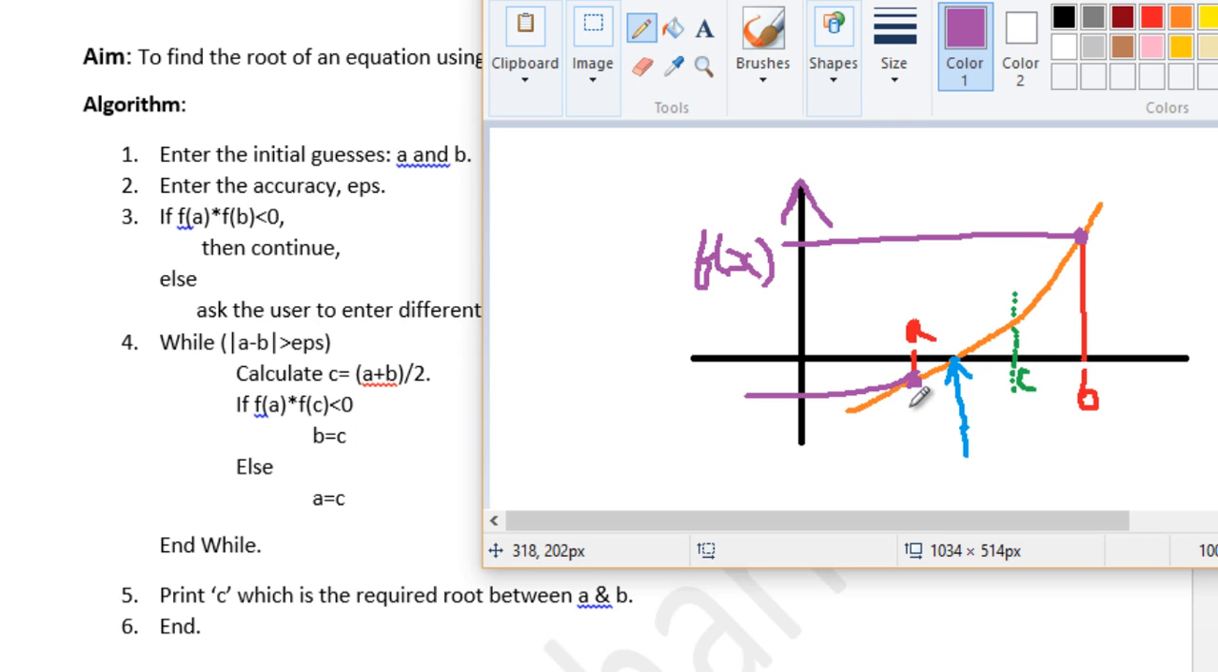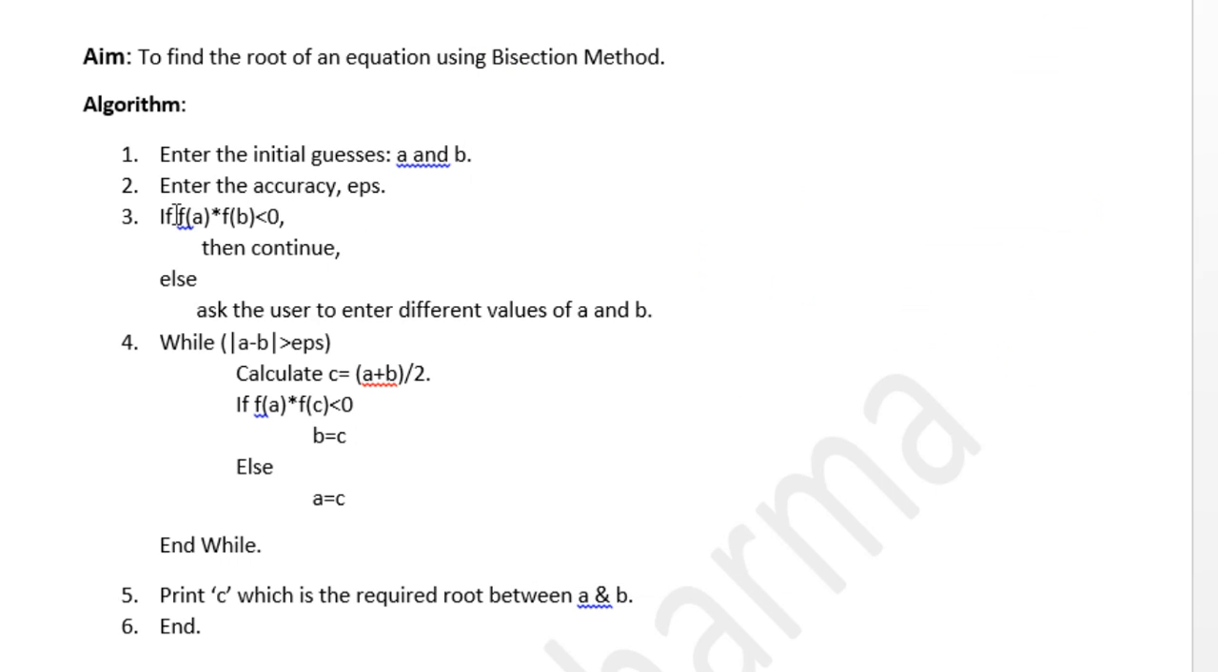Now let's say the user entered some other value for A, that is this value. Now clearly if you see that f of A is also positive and f of B is also positive, therefore their product will be positive, and clearly the root doesn't lie between these two values, A and B. So that's how we can physically interpret this condition.